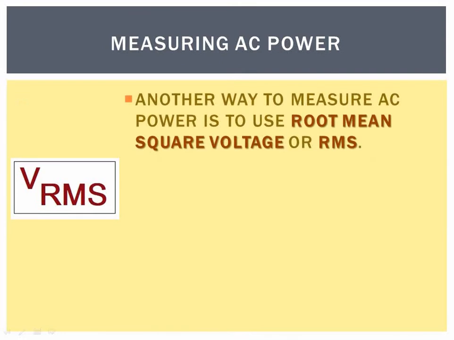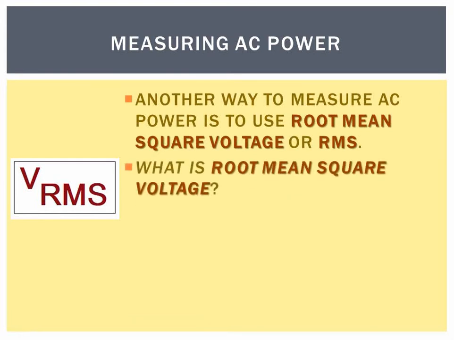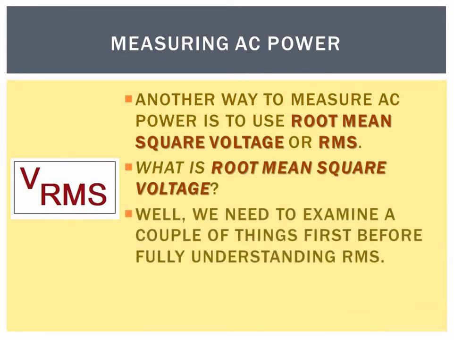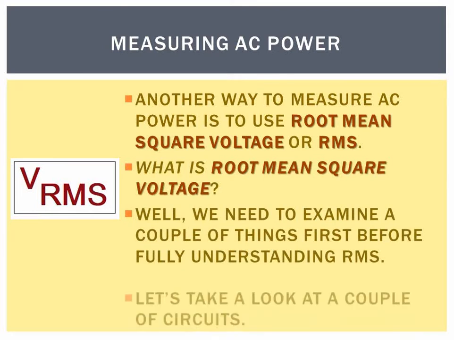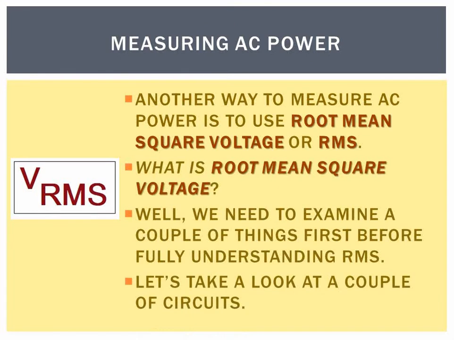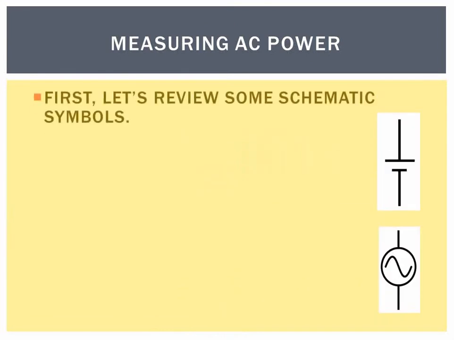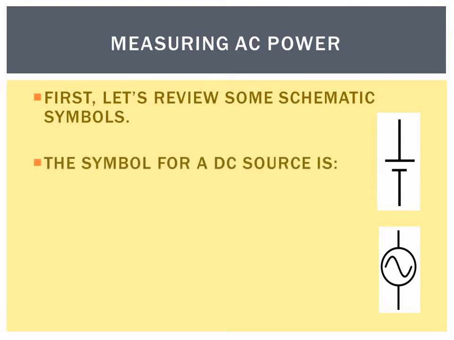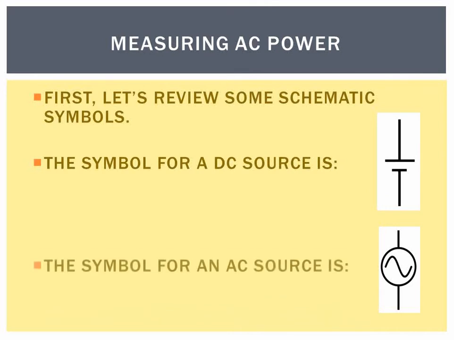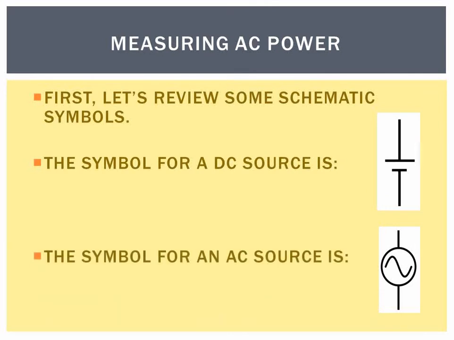Another way to measure AC power is to use something called root mean square voltage, or RMS. What is root mean square voltage? Well, we need to examine a couple of things before we fully understand RMS. Let's take a look at a couple of circuits. First, we have to remember some schematic symbols. This is the symbol for a DC source, and this is the symbol for an AC source.